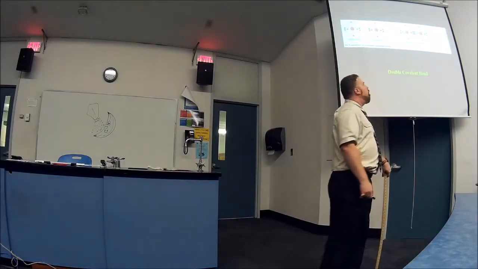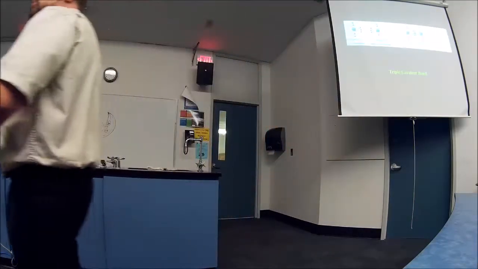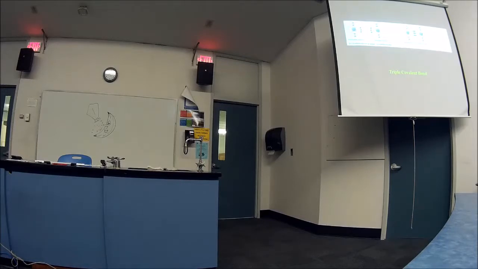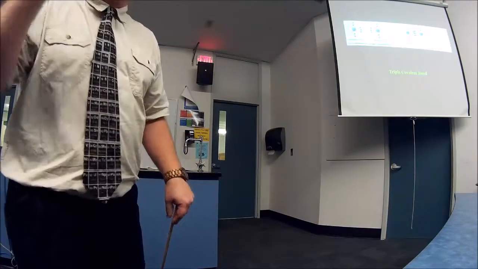There's a double covalent bond, as I showed you with oxygen. And nitrogen has the triple. So they're sharing 3 pairs. Not 3 electrons, 3 pairs of electrons.